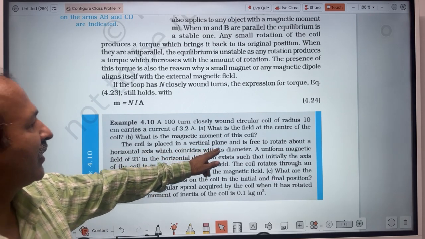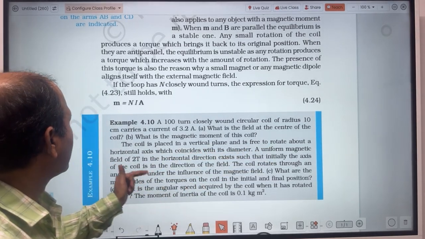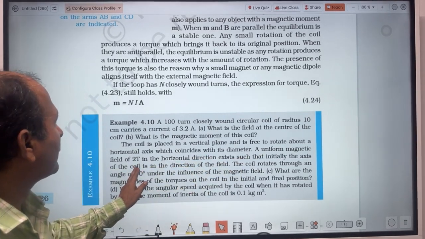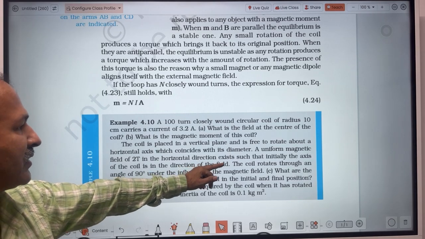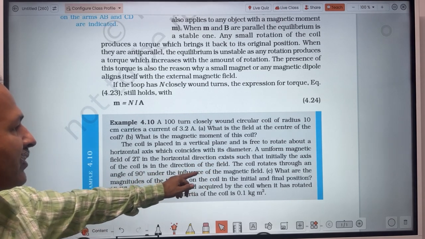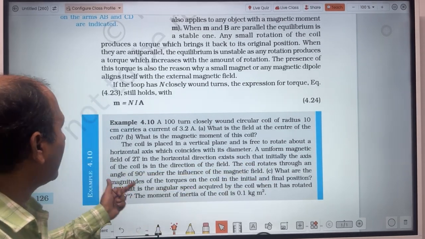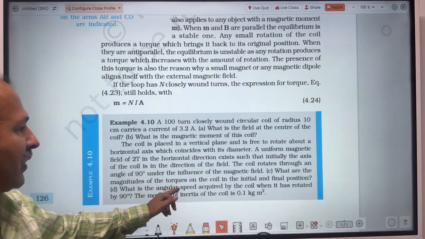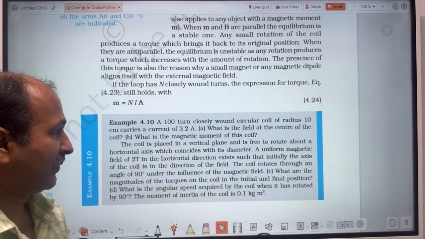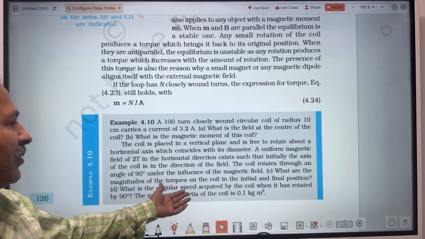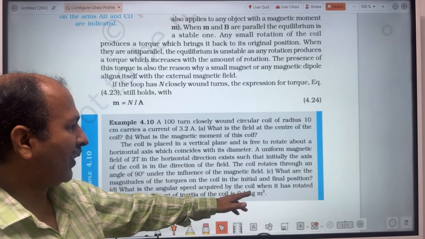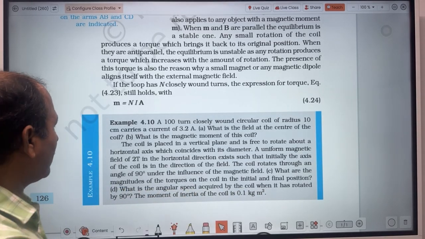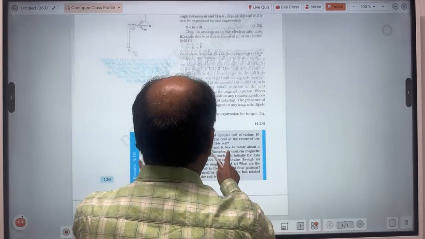The coil is placed in a vertical plane and is free to rotate about a horizontal axis which coincides with its diameter. A uniform magnetic field of 2 Tesla in the horizontal direction exists such that initially the axis of the coil is in the direction of the field. The coil rotates an angle of 90 degree under the influence of the magnetic field. What are the magnitudes of the torque on the coil in the initial and final position? That is to be found. And then what is the angular speed acquired by the coil when it has rotated to 90 degree? The moment of inertia is given. So this is a very good point. Let's analyze it one by one.